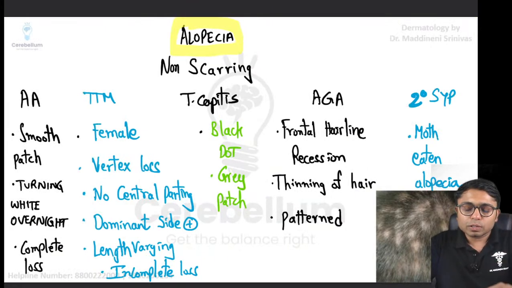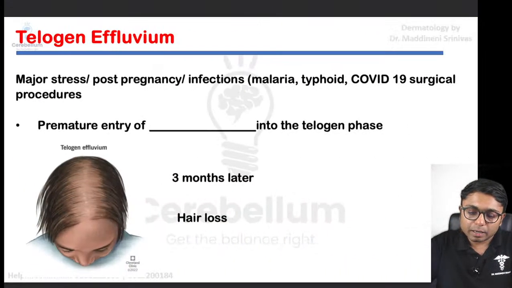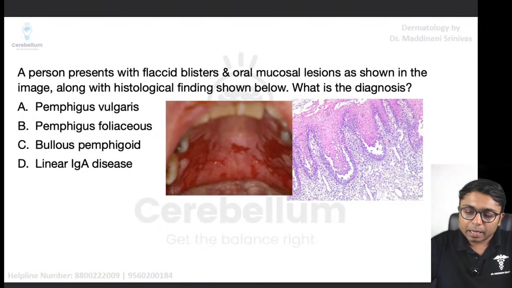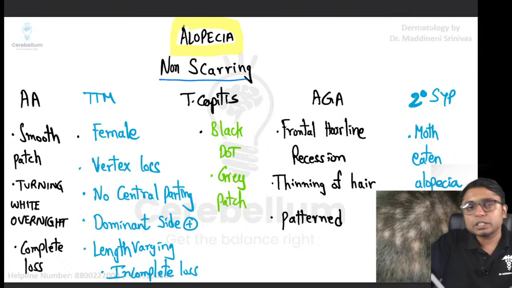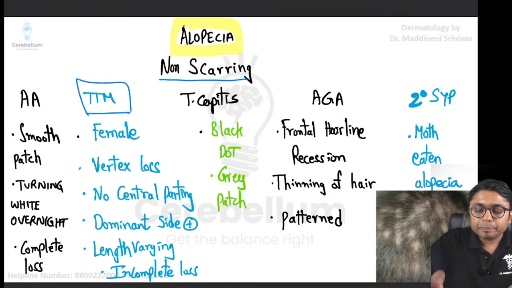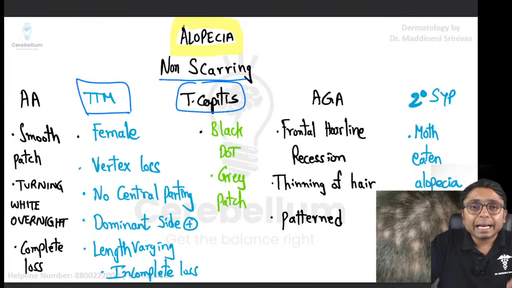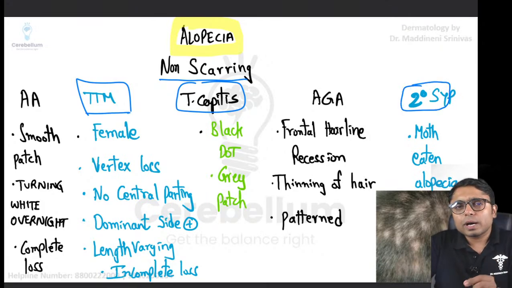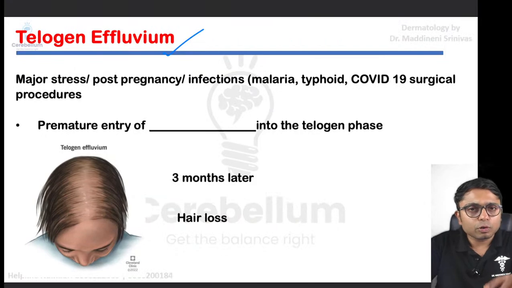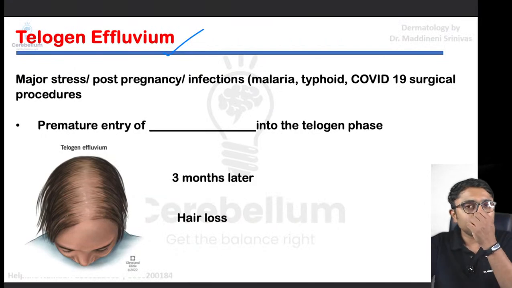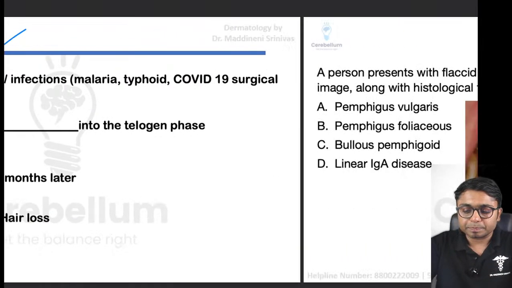This was also discussed in the Cerebellum Academy app, and a few points related to this. Please remember, non-scarring alopecia, apart from alopecia areata, includes trichotillomania, tinea capitis, the black dot and grey patch varieties, and secondary syphilis. And of course, telogen effluvium is also an example of non-scarring alopecia.